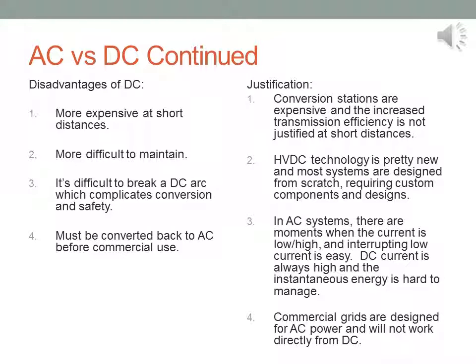However, the bulk of the cost comes from the expensive and complicated DC converter stations. For a 2,000 megawatt transmission, a converter station is estimated to cost $250 million.